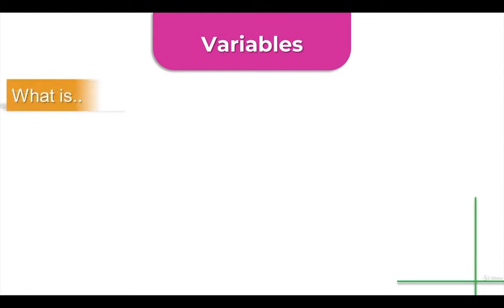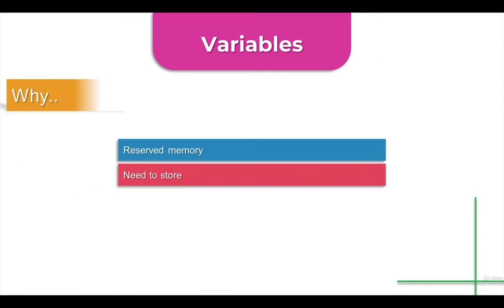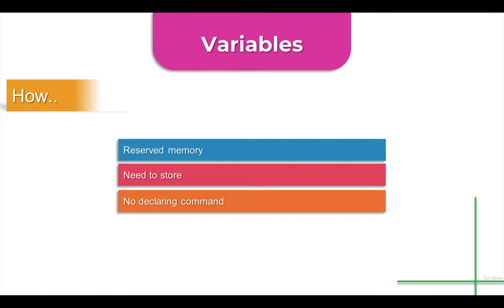Actually, a variable is just a reserved memory location to store values. Okay? So this means that when we create a variable, we reserve some space in memory. Now, based on the data type of a variable, the interpreter allocates memory and decides what can be stored in the reserved memory. So why do we need a variable?